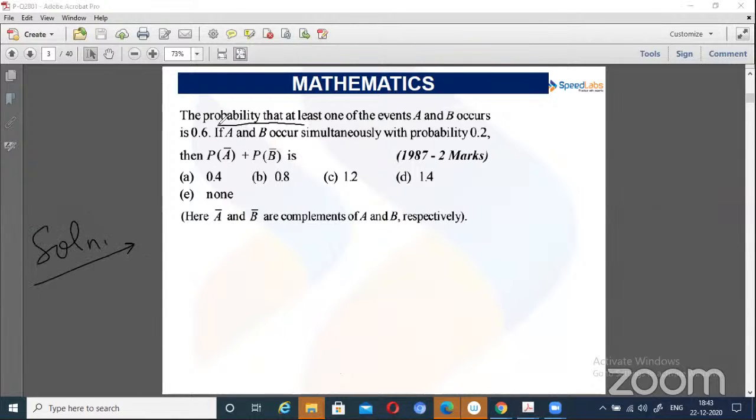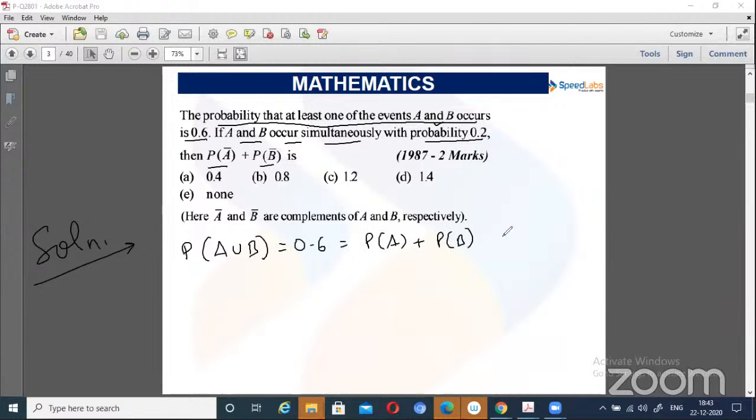The probability that at least one of the events A and B occurs is 0.6. If A and B occur simultaneously with probability 0.2, then what is P(A complement) plus P(B complement)? The probability that at least one of the events occurs is P of A union B. That is the meaning of at least one of them occurring. That is equal to 0.6, and that is equal to PA plus PB minus P of A intersection B.